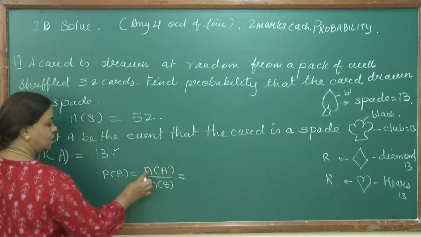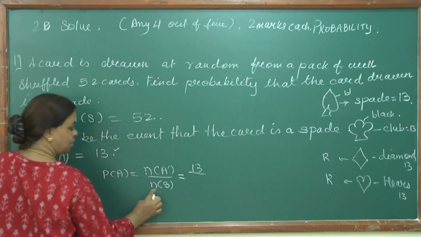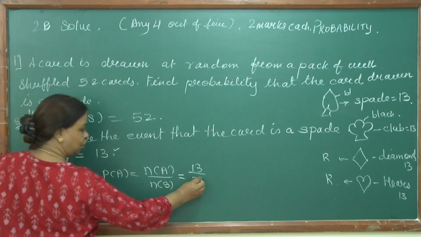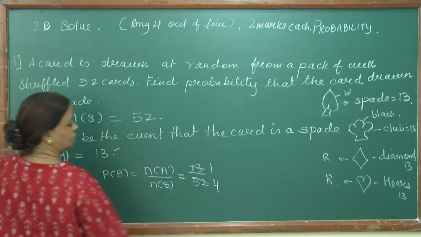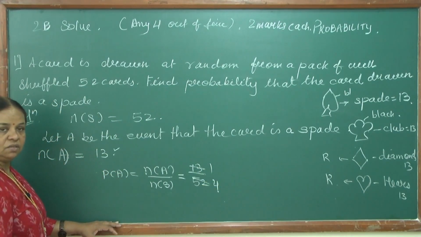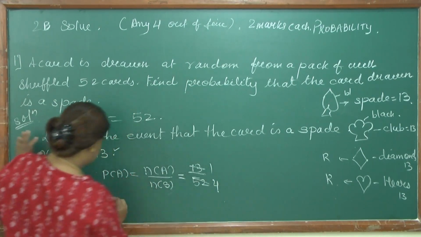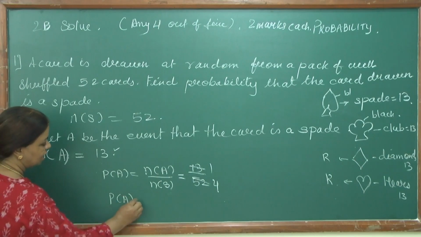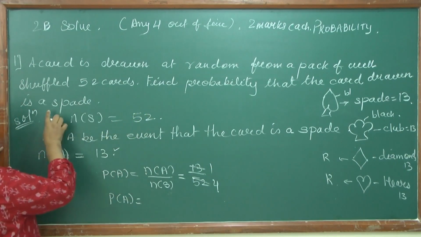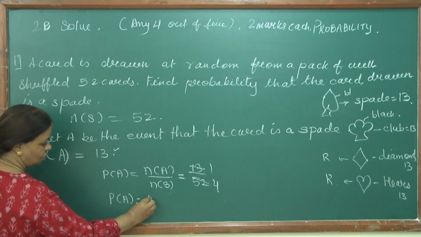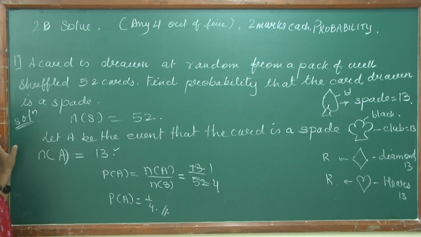So what is the number of elements in A? They are 13, and the number of elements in the sample space is 52. 13 ones are 13, 13 fours are 52. So we get the probability of A, the probability of getting a card which is a spade, is 1 upon 4. You can pause the video and solve the sum, children.